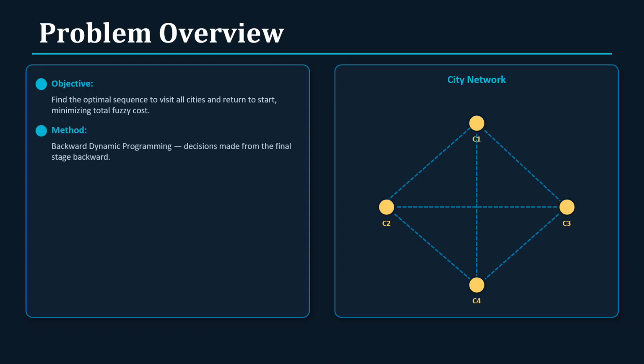In this approach, we start from the final stage and work our way backward, making the best decision at each stage. There are 3 key concepts. First, the stage, or N, which represents each stopover along the route. Second, the state, or I, which is the origin city at each stage. And third, the action, or K, which is the destination city chosen at each stage.